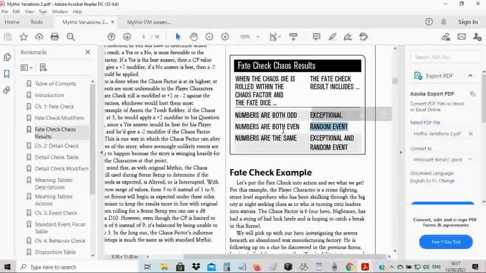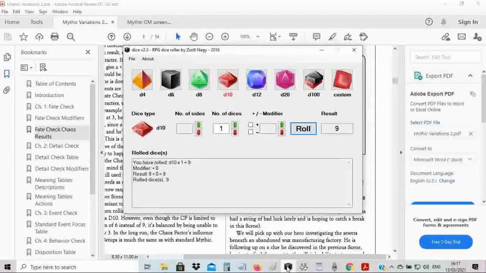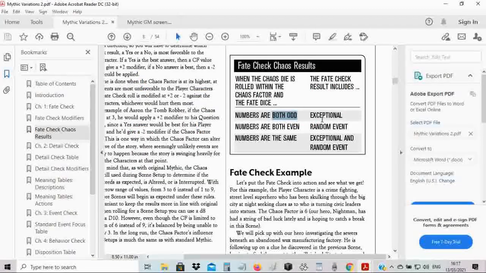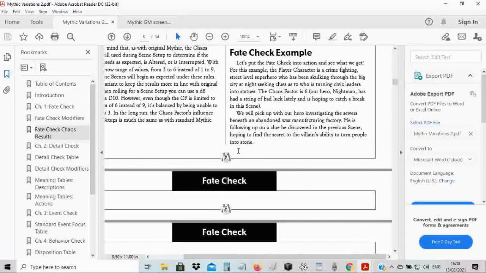say a 6. We'll have a random event because they are both even. And if they are both odd, suppose the result was 21, then 9. They are both odd. They are exceptional. If the numbers are the same, meaning suppose we get 2 9s, then it'll be an exceptional and random event.